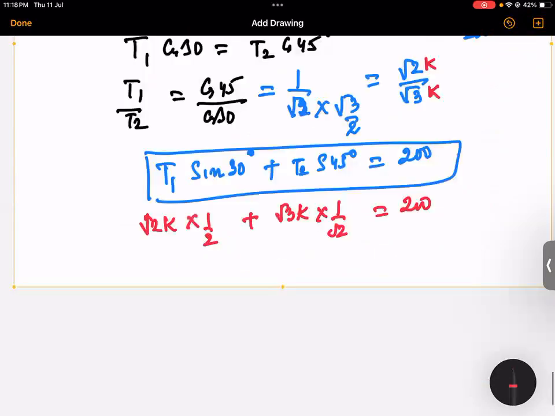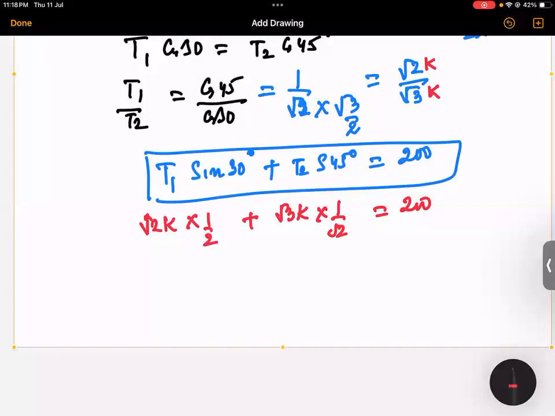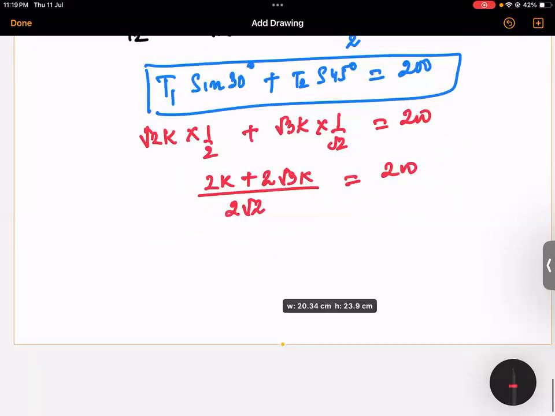Now, from here you can solve. That is, you can take the LCM. So it will be 2 root 2, and this will be equal to 2K plus 2 root 3K. This will be equal to 200. Now you can just solve it.